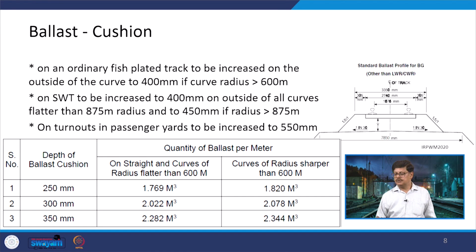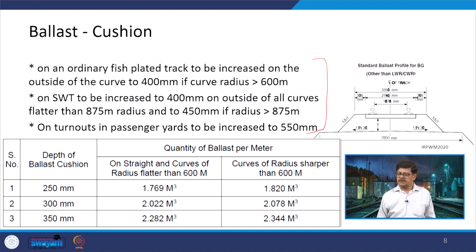Now, when we say that the C value is changing, that is what we have talked about. On an ordinary fish plated track, it is to be increased on the outside of the curve to 400 mm if the curve radius is more than 600 meters. In the case of SWT, it is to be increased to 400 mm on the outside of all curves flatter than 875 meter radius, and to 450 mm if the radius is more than 875 meters. In the case of turnouts in passenger yards, it is to be increased to 550 mm. So, the C values are changing based on the location, and that is another important aspect which needs to be taken care of.